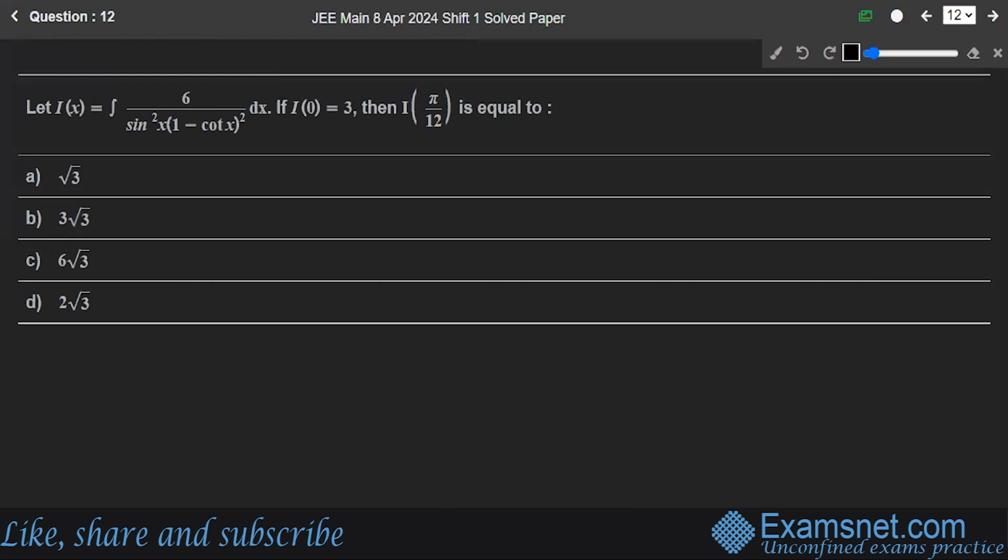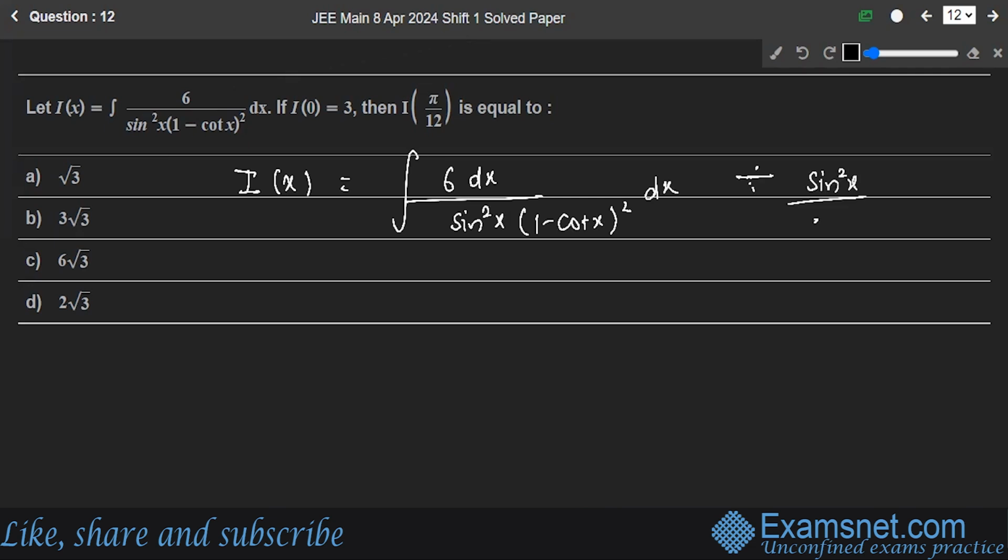Question number 12, let I(x) be given by this integral. If I of 0 is equal to 3, you have to find out I of pi by 12. So you have the integral as 6 dx upon sine square x into (1 minus cot x) whole square. Let's do one thing. Divide the numerator and the denominator by sine square x. So this will be cosecant square x divided by (1 minus cot x) whole square dx.